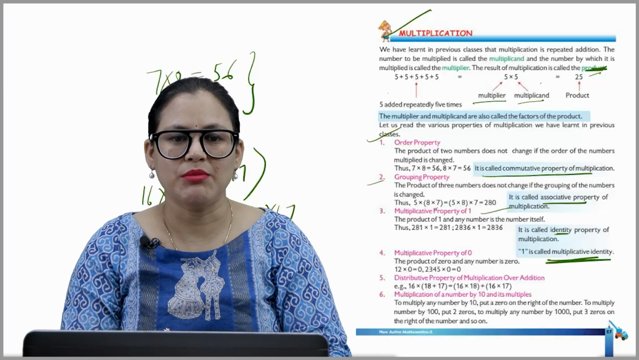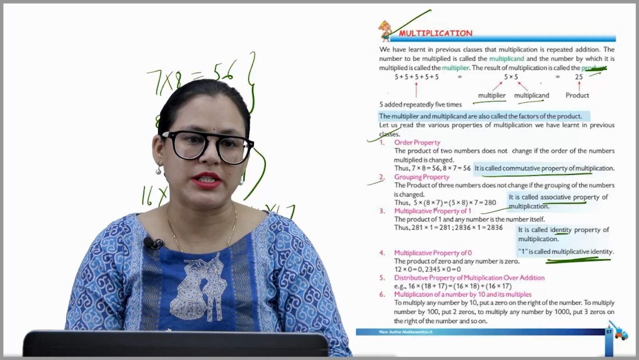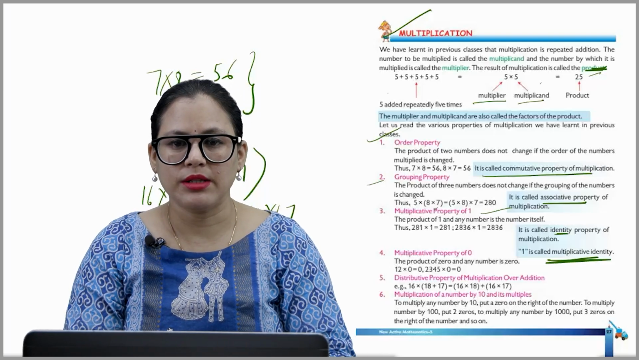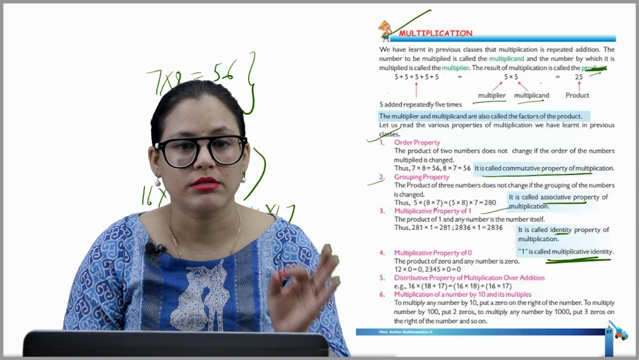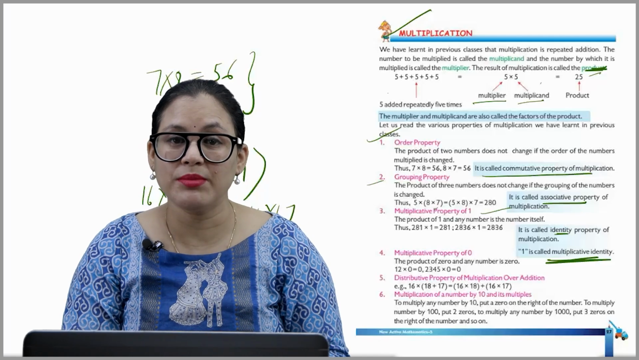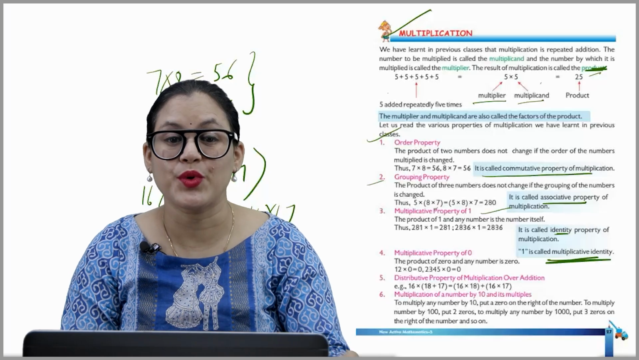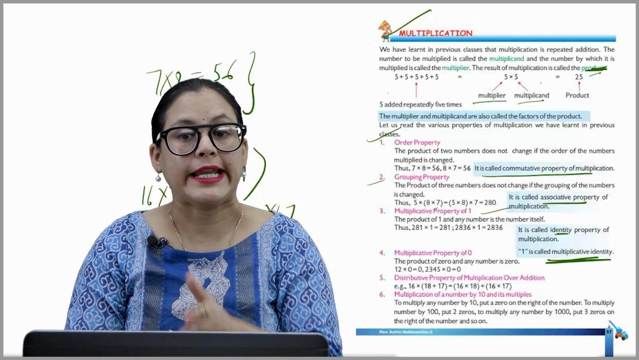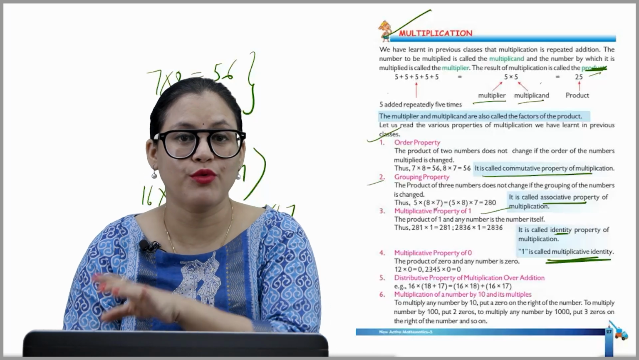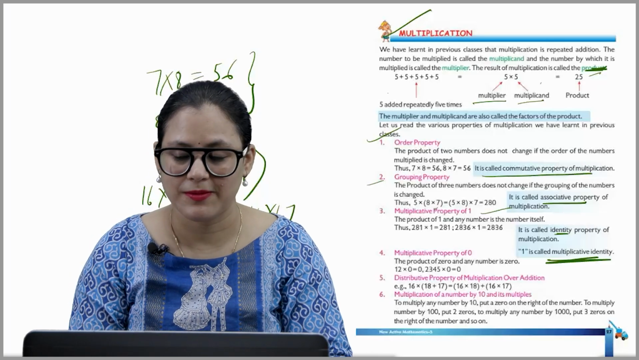Number 6, multiplication of a number by 10 and its multiples. To multiply any number by 10, put a 0 on the right of the number. To multiply a number by 100, put 2 zeros. To multiply any number by 1000, put 3 zeros on the right of the number, and so on. If you multiply by 10,000, then you will have to put 4 zeros on the right of the number, right?